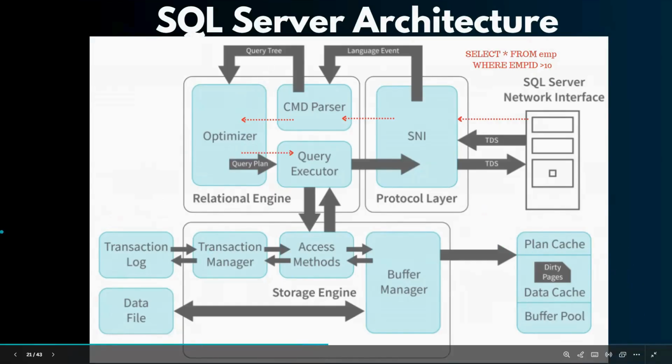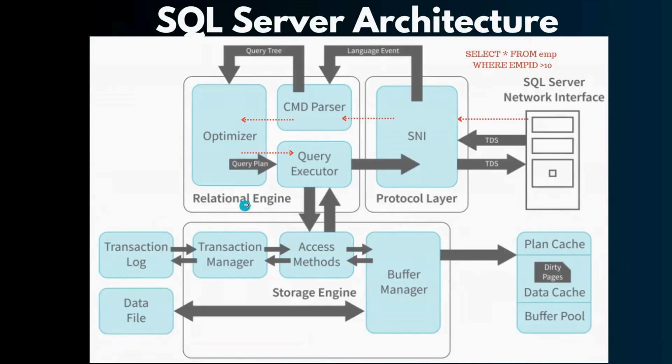Then comes the query executor. The query executor takes the optimized plan and begins execution. It requests specific data pages or 8 KB units from the storage engine via the access methods. As the data is received, the executor applies operations like filters, joins, sorts, or aggregation in a pipeline fashion. Then it will send the result back to the client using the protocol layer.